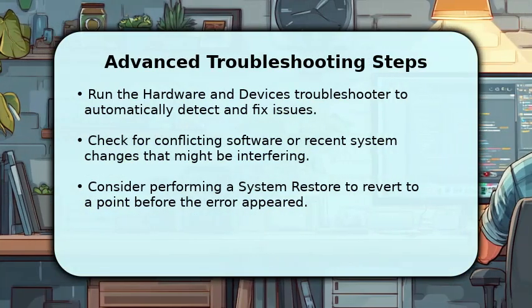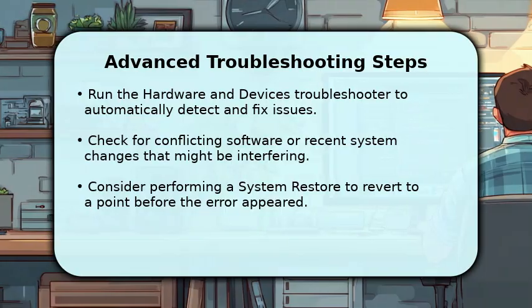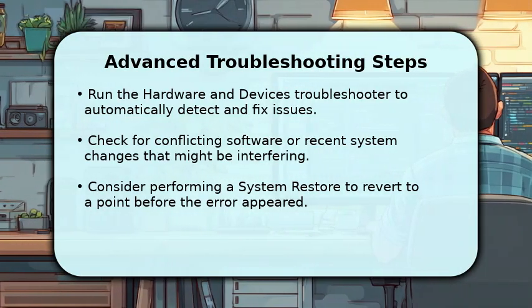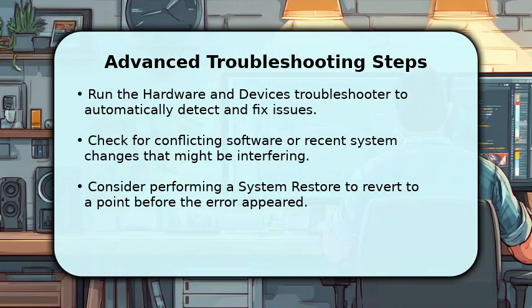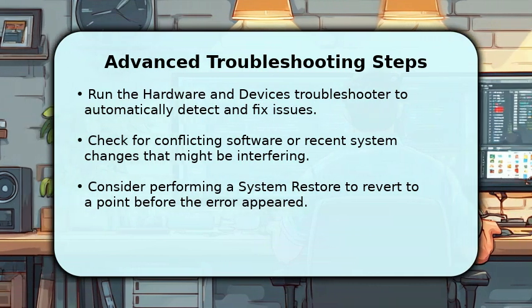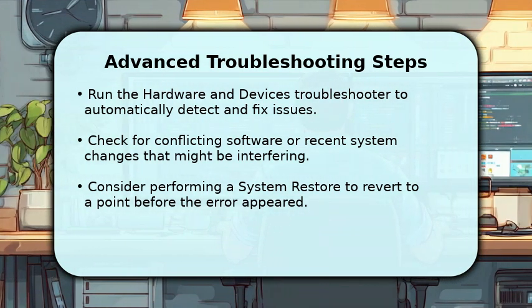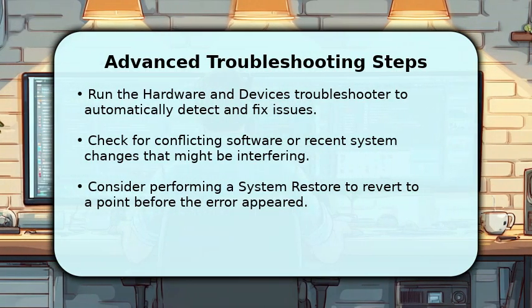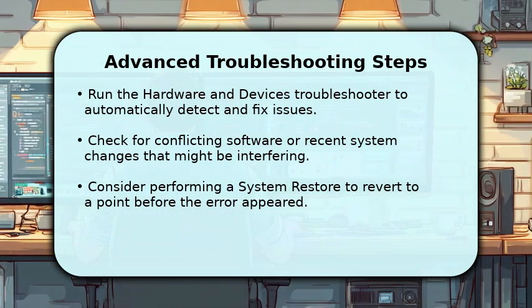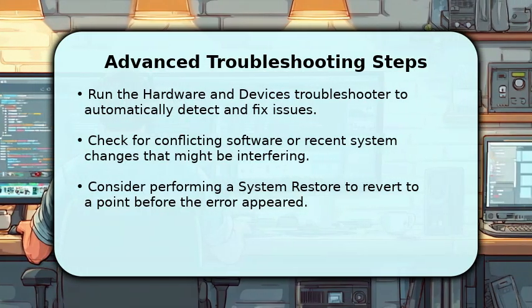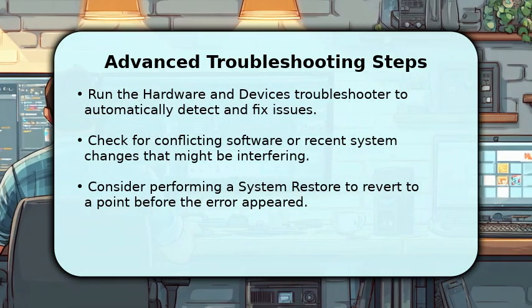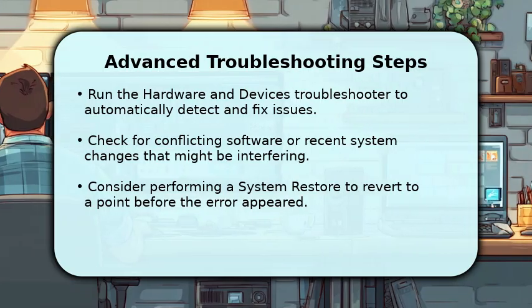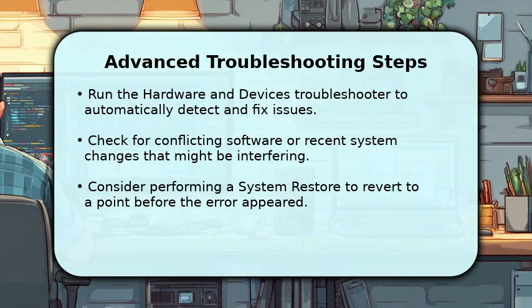If the previous steps haven't resolved error code 10, try some advanced troubleshooting. Run the built-in hardware and devices troubleshooter. It can often pinpoint and fix problems automatically. Also, think about any recent software installations or system changes that might be causing a conflict. A system restore to an earlier point can also be very effective. If all else fails, the device itself might be faulty.